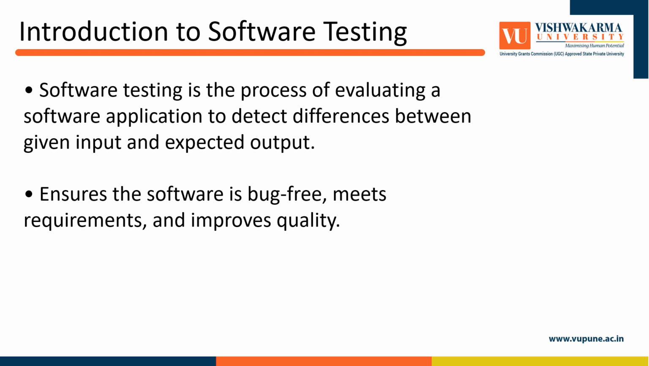Software testing is the process of checking whether a software application works as expected or not. It helps us to find errors or bugs in the software. For example, imagine you are using a shopping app and it crashes every time you try to place an order. Testing helps us prevent such issues. The main purpose is to improve the quality of the product and ensure customer satisfaction.